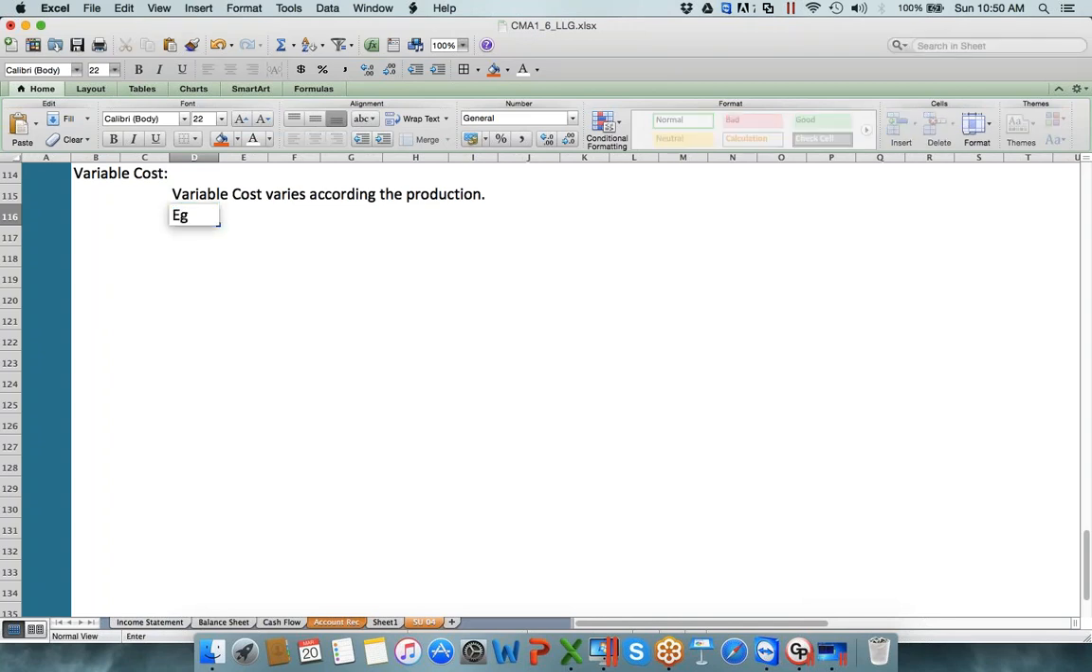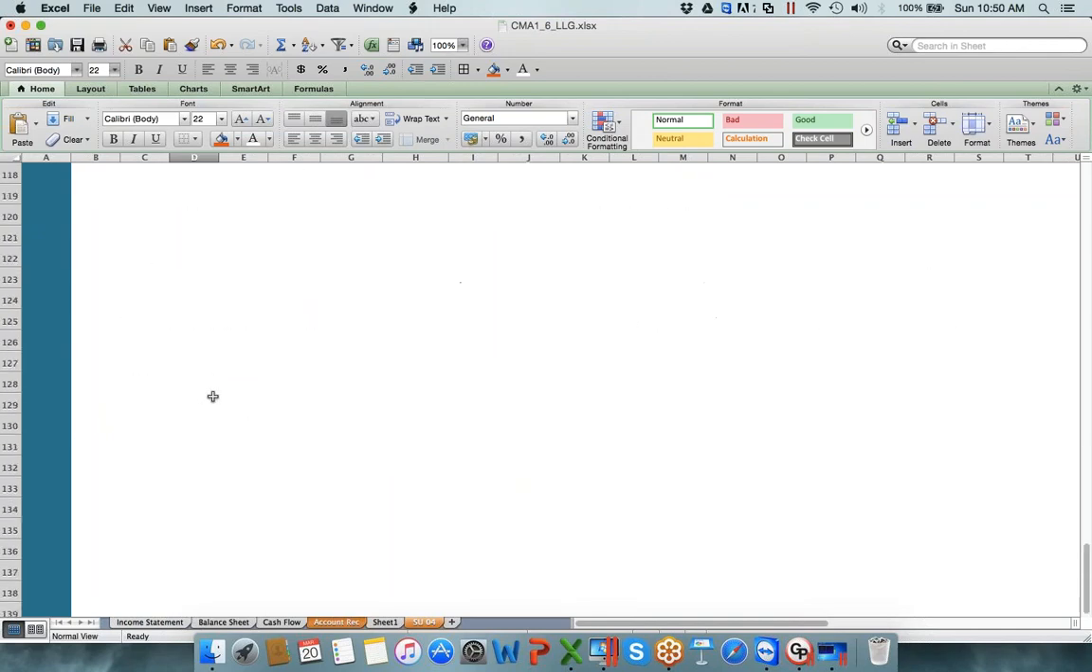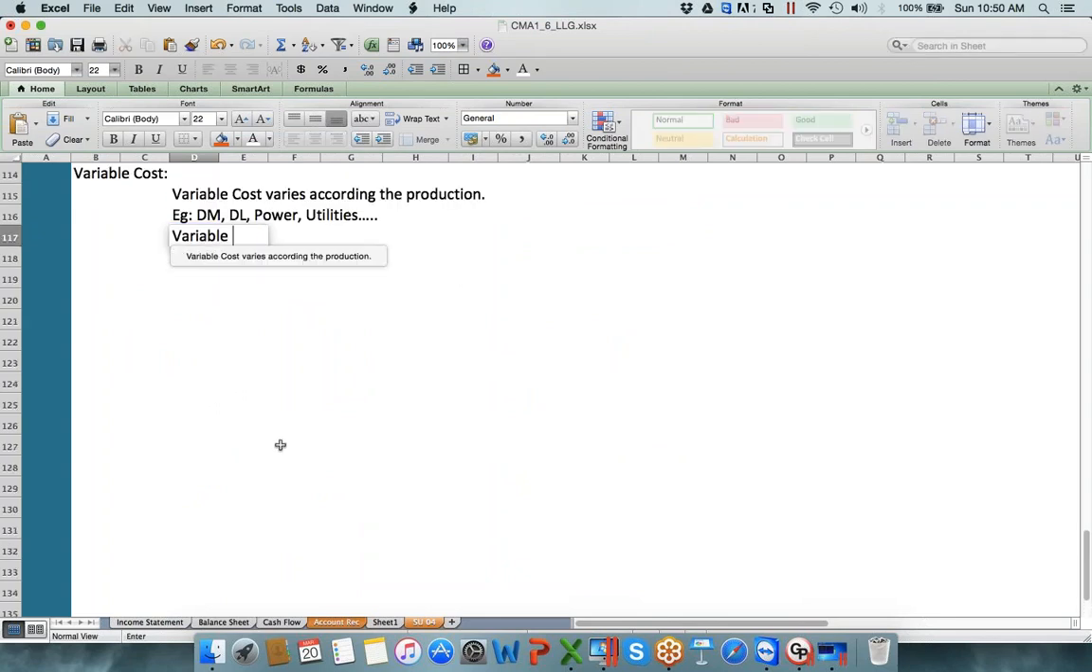Examples include direct material, direct labor, power, utilities like electricity, water, etc., and commissions. So variable expenses will go up if the production capacity goes up and sales go up. Variable expenses will go down if the production capacity goes down. So here we can see that variable expenses fluctuate as an amount, but per unit is constant.